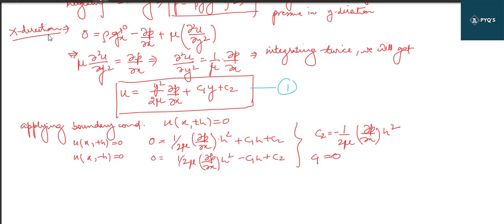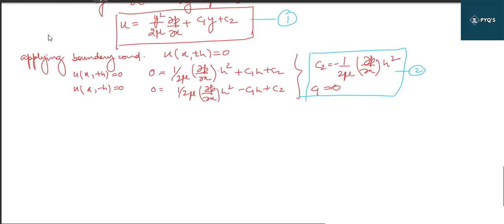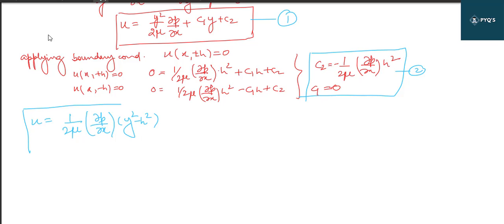Now substituting the constants into the equation, we'll get u equals 1 by 2 mu del p by del x times y square minus h square. So that will be the velocity profile in the x direction, which depends upon y. So from the Navier-Stokes equation, we find that this will be the velocity profile.